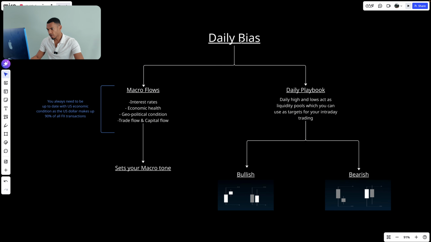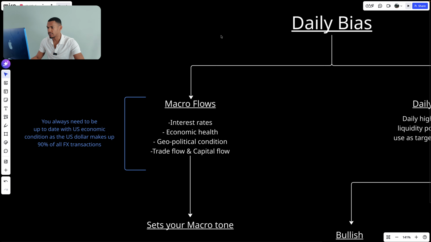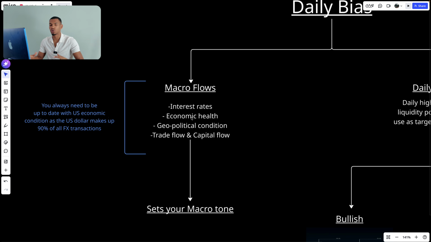So the first thing that I am going to focus on today is macro flows. So the first thing we want to understand when it comes to forming a daily bias is the macro flows. And what understanding macro flows does for you is it helps you to understand the environment that you're trading in, whether you're in, let's say for Euro USD, a bullish environment from a macroeconomic perspective, or a bearish environment from a macroeconomic perspective.